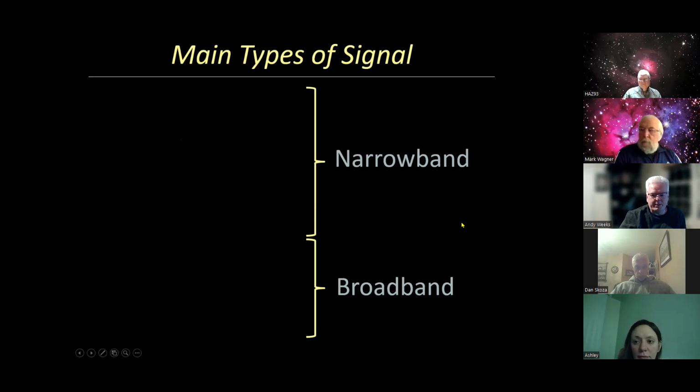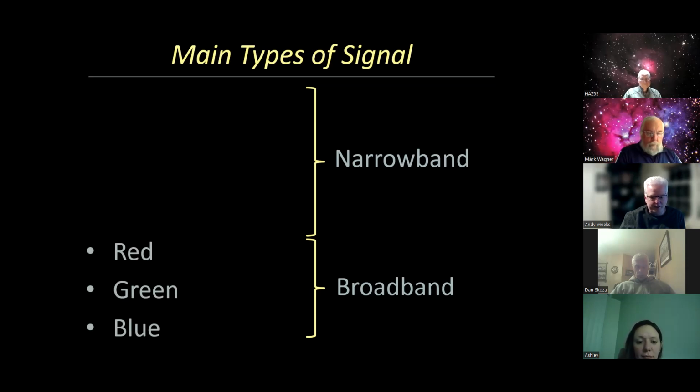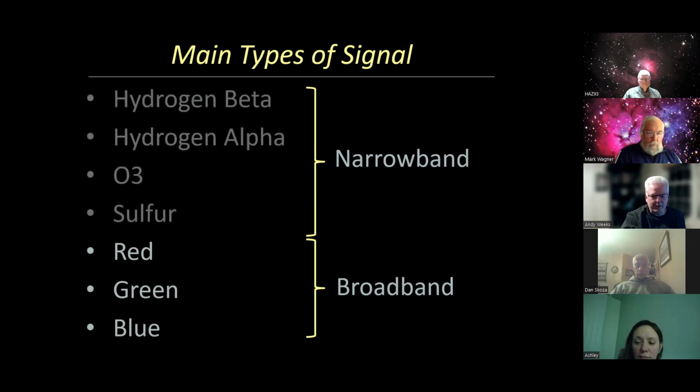So the main types of signal we deal with are broadband and narrowband. The broadband, of course, is our red, green, blue. That's the main spectrum of stuff we can capture. And then the narrowband, of course, is the big 4. Really, it's the big 3 with an asterisk for H-beta, which we'll talk about later.